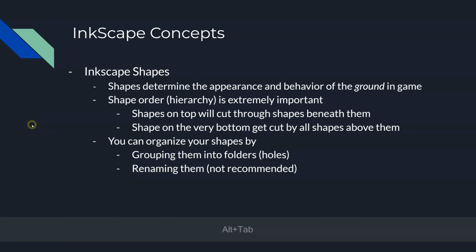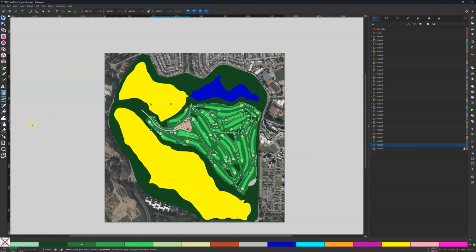So let me show you this quick. So here is TPC Harding Park. Now this is a finished Inkscape, okay? This is what you will be doing, and this is the end product. And I just want to show you a couple things. So first of all, you can see over here how I organized this, and you can see that there's 29 holes. Well, not. There's 18 holes on the course, but as I started drawing, I kind of did things area by area, and I put them into holes.